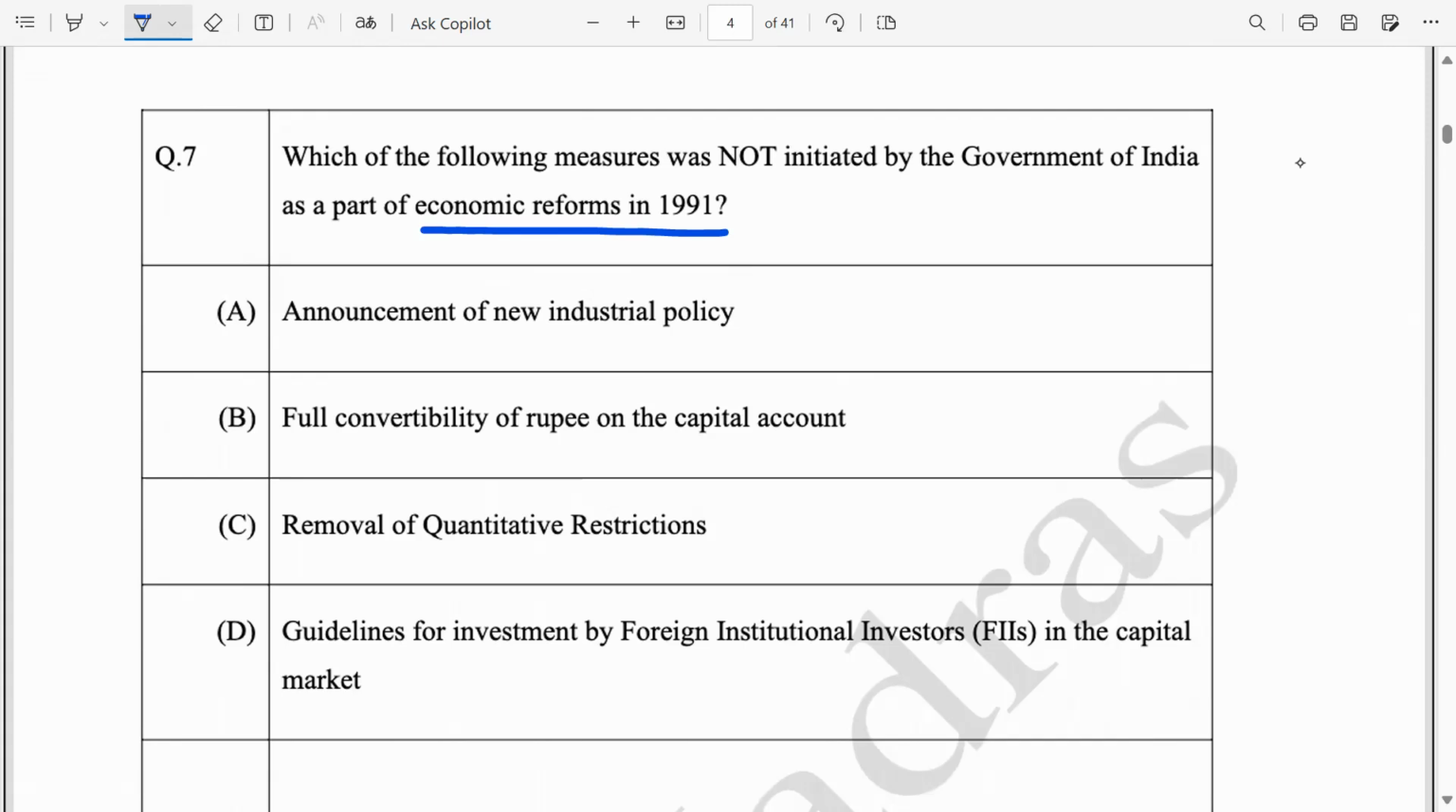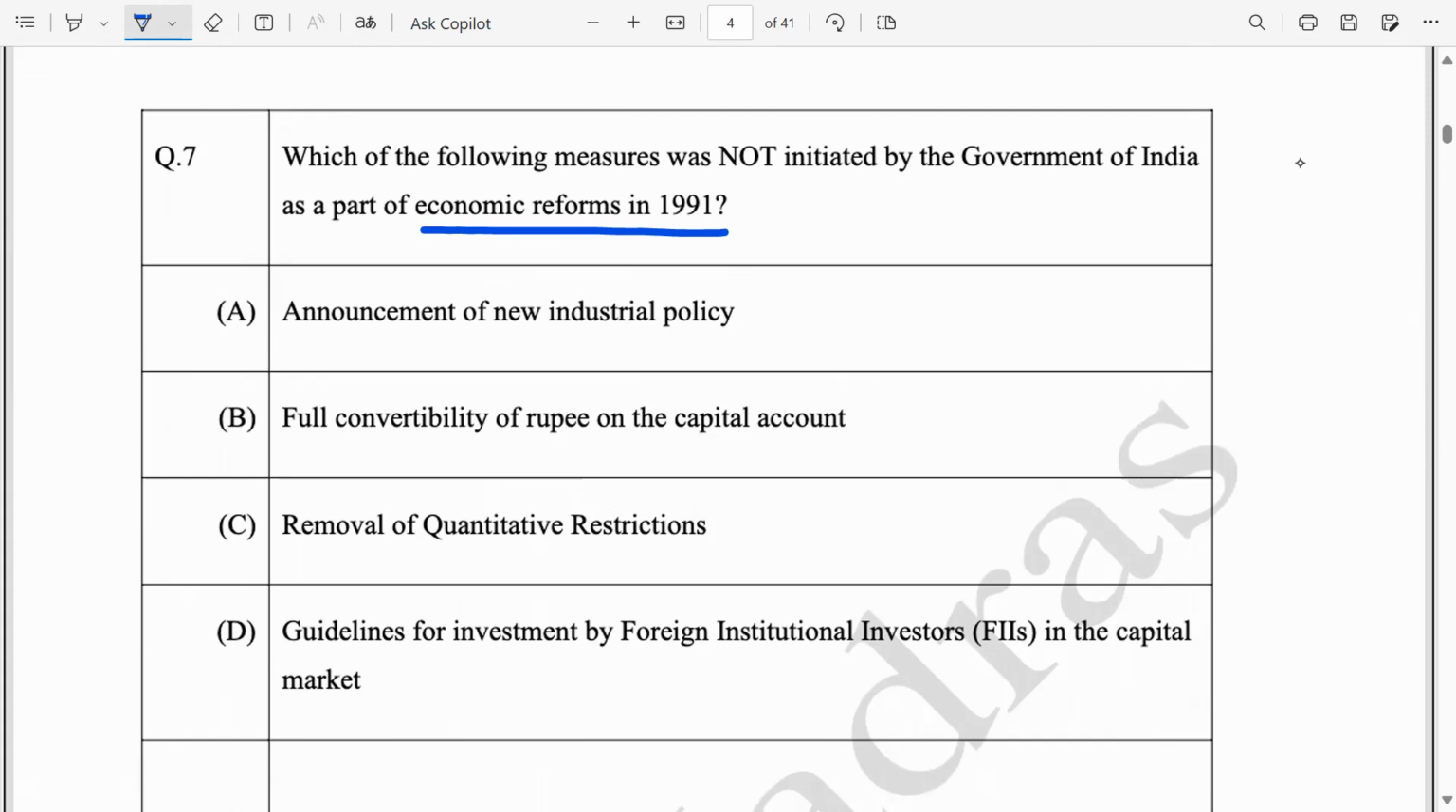Okay, so if you look at the answers to this, announcement of new industrial policy, yes, the government did announce the new industrial policy, liberalization, privatization, globalization in 1991. So this is not the answer. Full convertibility of rupee on capital account. This was done by the government in 1994, if all students can recall.